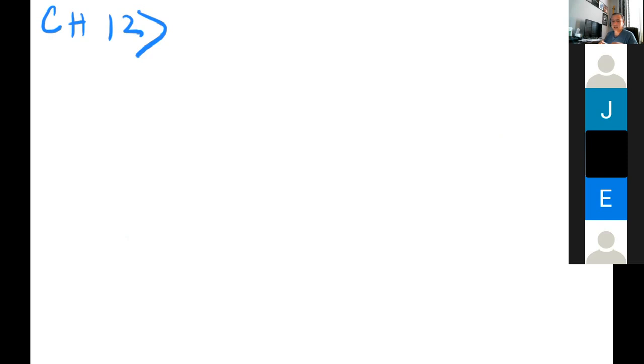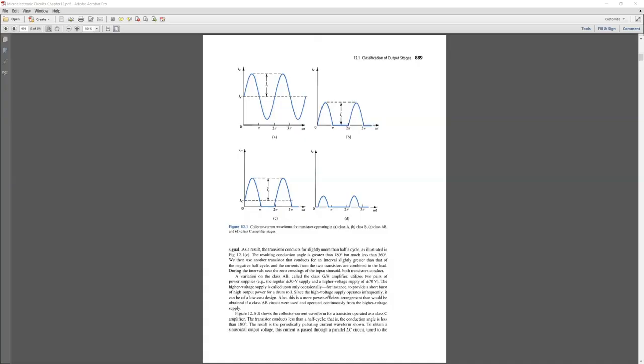There is also a classification of the different types of output stages given their level of nonlinearity and efficiency. Normally, the more nonlinear they are, the more efficient they are. So I wanted to share with you a couple of pictures in the book. Let's go to figure 1, which refers to the classification of output stages.